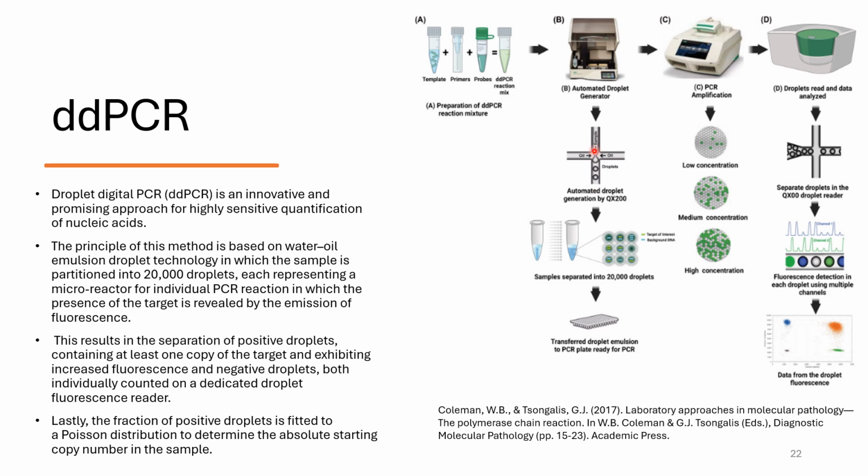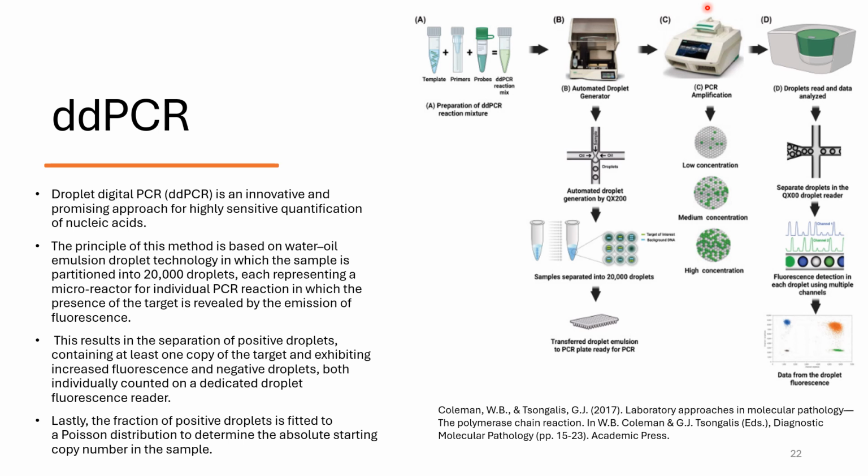that divides each reaction into thousands of small droplets. Approximately 20,000 nanoliter sized droplets. This step generates uniform droplets containing a small amount of template DNA or RNA, enabling precise target quantification. The droplets are then transferred to a 96 well plate and placed in a thermal cycler for amplification.